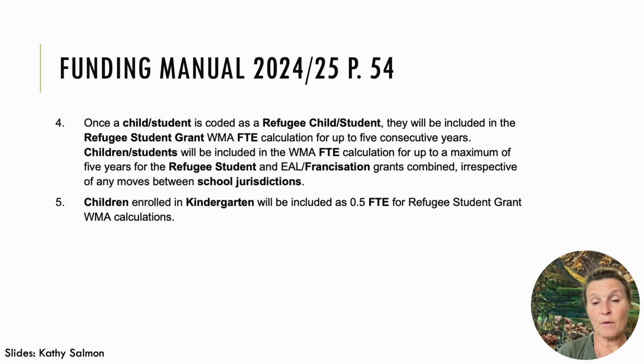And on page 54 of the funding manual, the criteria continues. Please note that, again, number 4 describes the 5 years and the not being able to combine the EAL and Refugee Grant, it's either one or the other. And point number 5, if the student is identified in accessing the Refugee Grant during the kindergarten year, it is at 0.5 of the grant allocation amount.